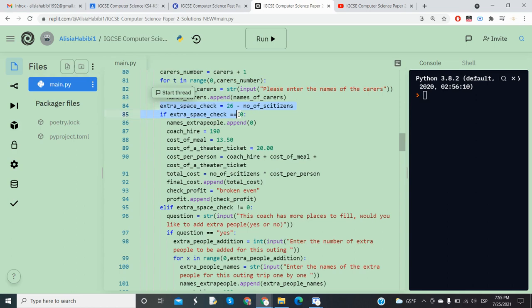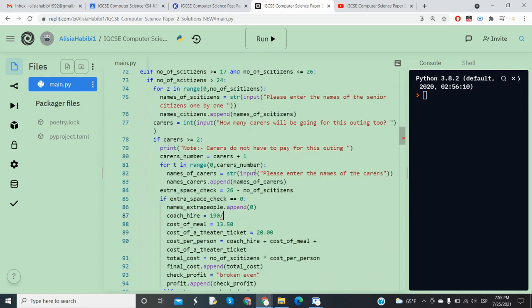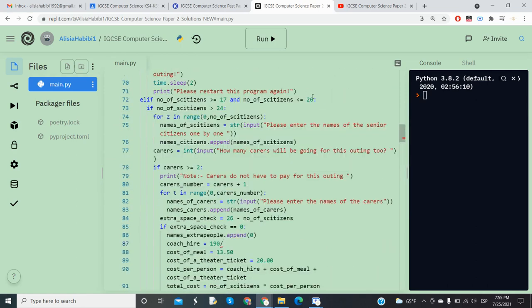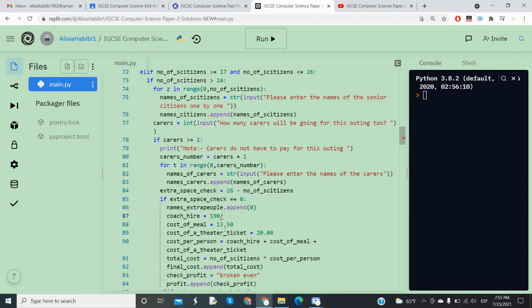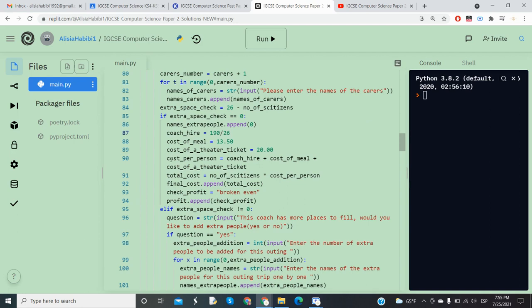And then again, we have the extra space check. So pretty much the same thing as I've explained, but don't forget to divide the coach hire by the maximum number of people that can go on this coach, which is 26. That gives you the cost per person, because you're trying to find the cost per person. And then that gets added to the coach hire plus the cost of the meal and the cost of the theater to determine the cost per person.